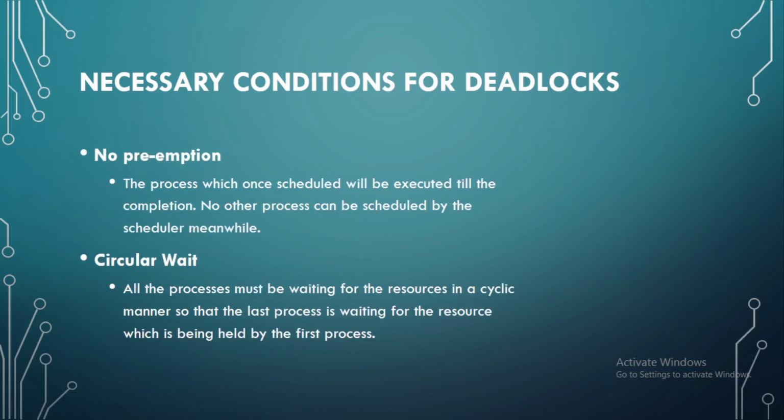Third condition, no preemption. The process which is once scheduled will be executed till completion. No other process can be scheduled by the scheduler meanwhile. Fourth condition, circular wait. All the processes must be waiting for the resources in a cyclic manner so that the last process is waiting for the resource which is held by the first process. This is a circular wait. So these are the four necessary conditions. All these conditions must occur in order to have a deadlock.